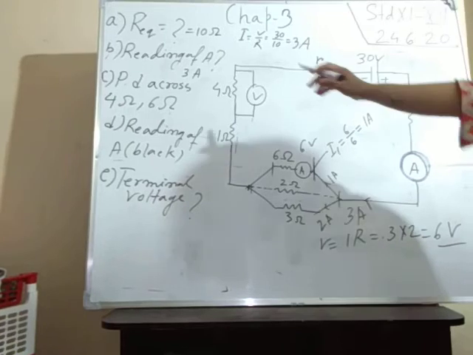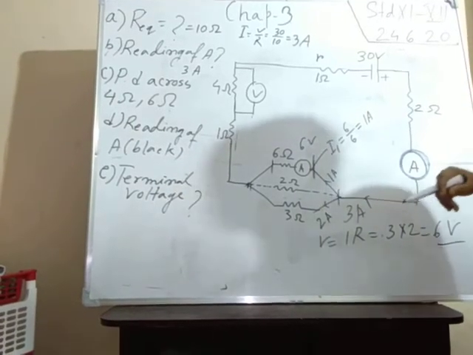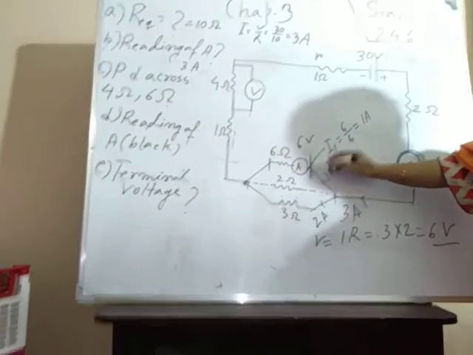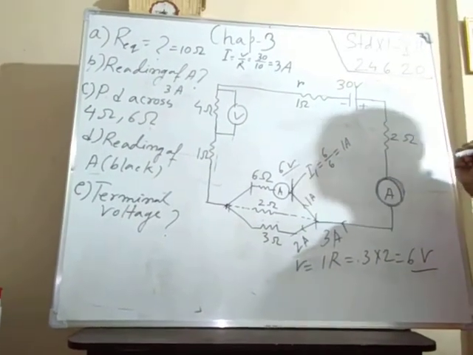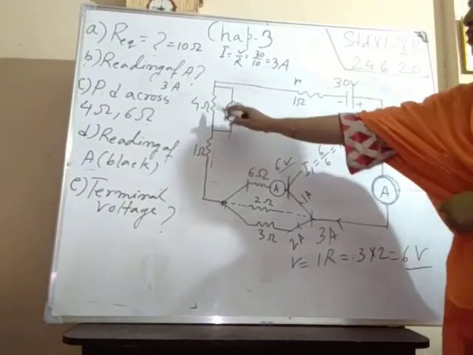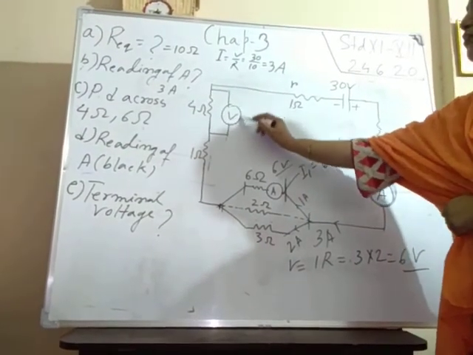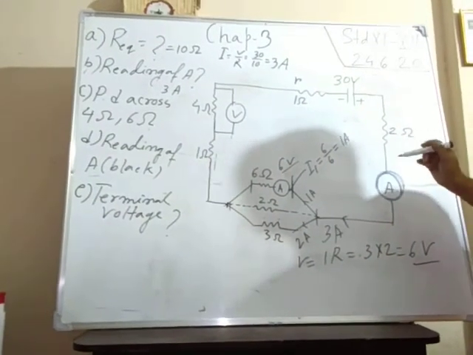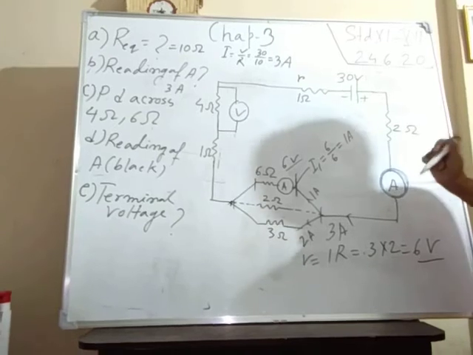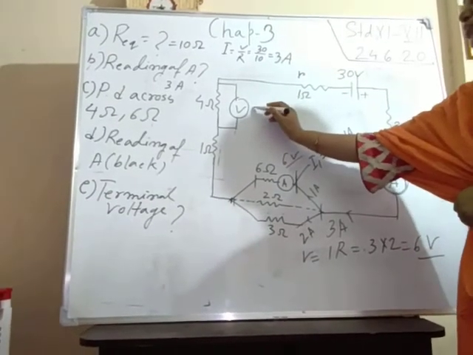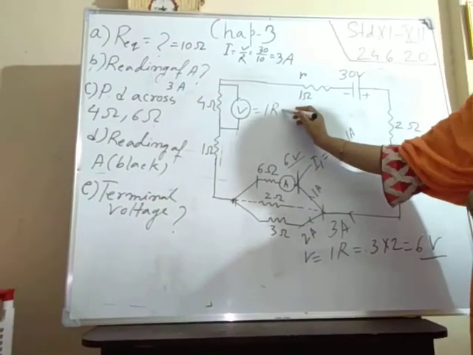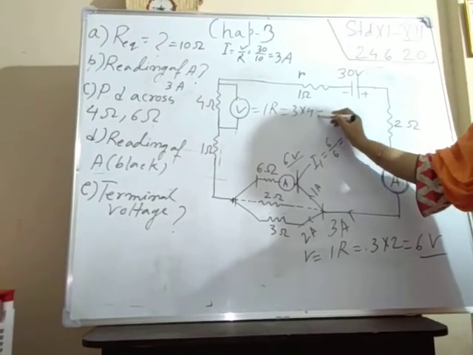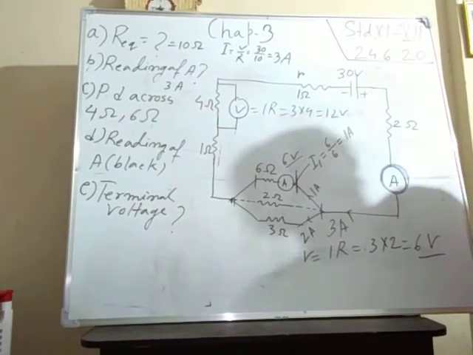So now we will find out in C number potential difference across 4 ohm and 6 ohm. The potential difference across 6 ohm is already found out, that is 6 volt. Now potential difference across 4 ohm. So here I have connected one voltmeter. So what does the voltmeter measure? Potential difference or voltage across any resistor. So V equal to what? IR. Here I is 3 ampere and R is 4. That means the voltage will be 12 volt.